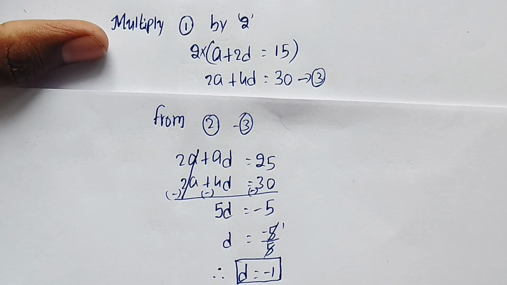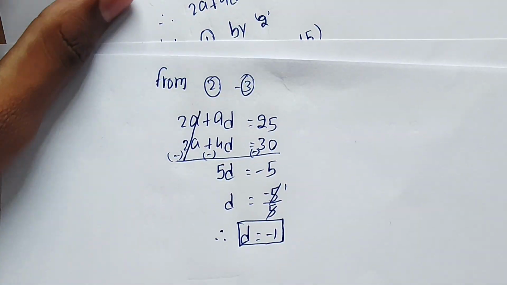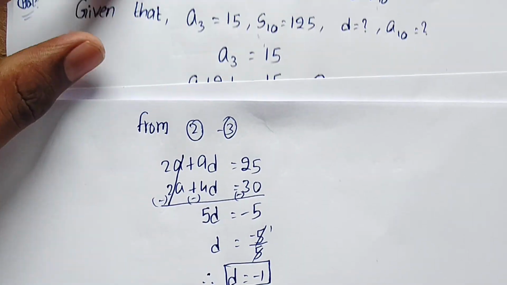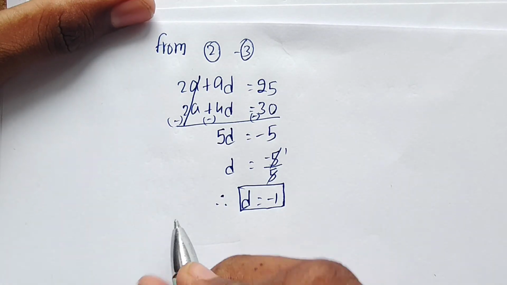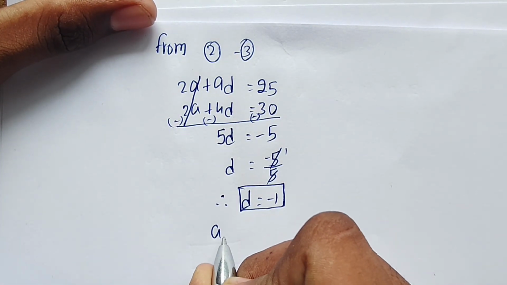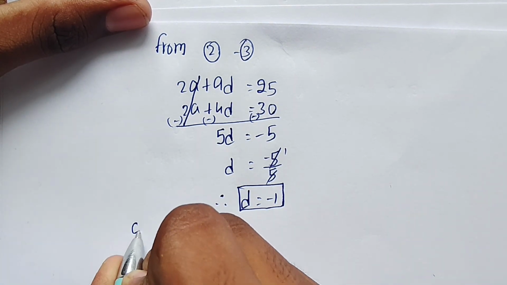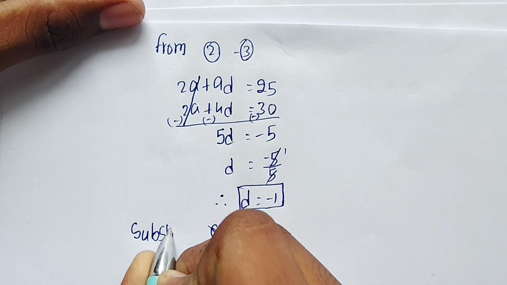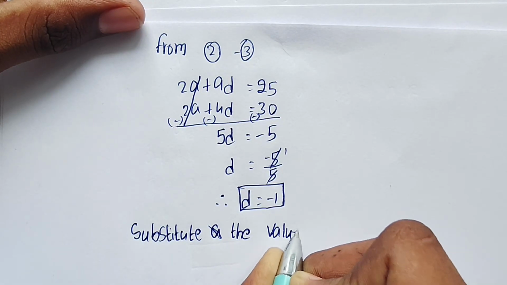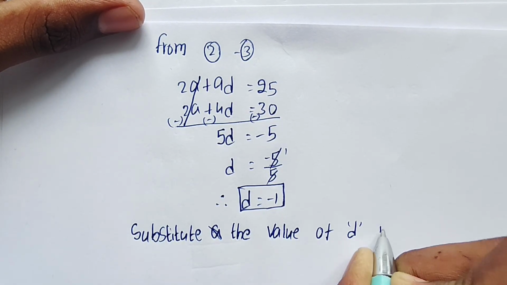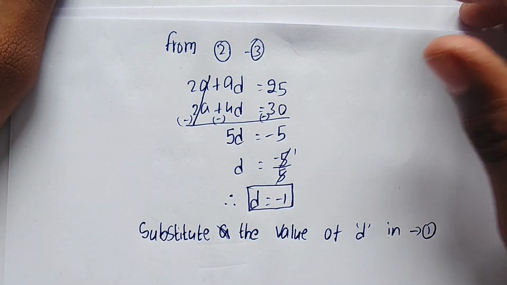Understand? Now let us find the value of a. We know the value of d. By using the given statement, A3 equals 15, I am going to substitute the value of d in equation 1.